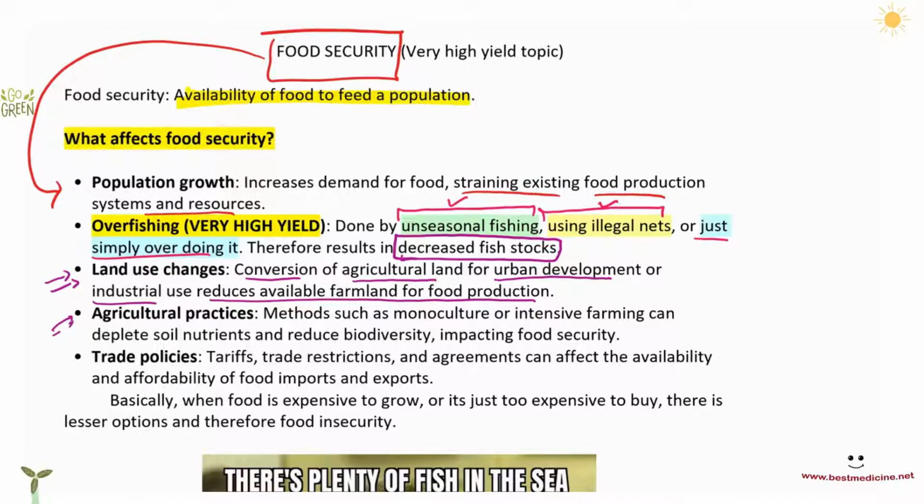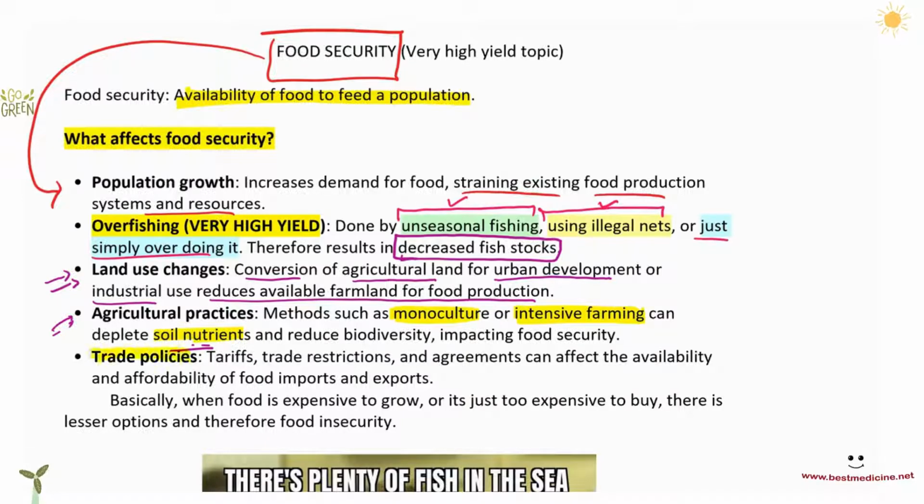Agricultural practices. Methods such as monoculture or intensive farming can deplete soil nutrients and reduce biodiversity, impacting food security. Monoculture means planting just one single type of popular crop, right? So you only have one type of crop and you don't have all the other ones, and you have to import them. Or with intensive farming, you're doing too much farming and you're driving out all the nutrients so that there are no nutrients left for the next cycle, for example.